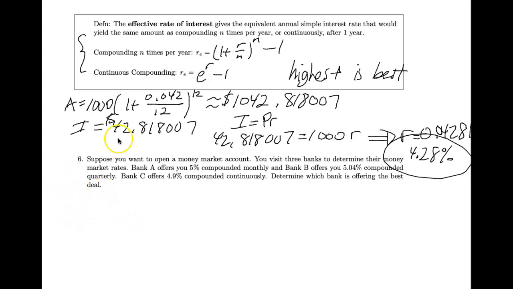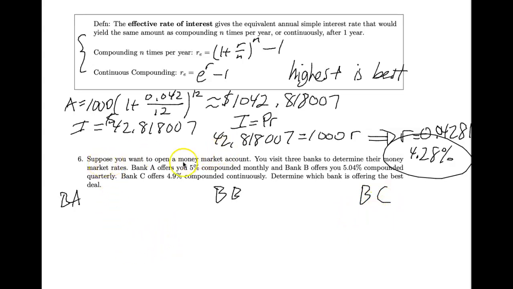So let's organize our work. So maybe we can say BA for Bank A, BB for Bank B, and BC for Bank C. Aw, my first family's dog's name was BC.